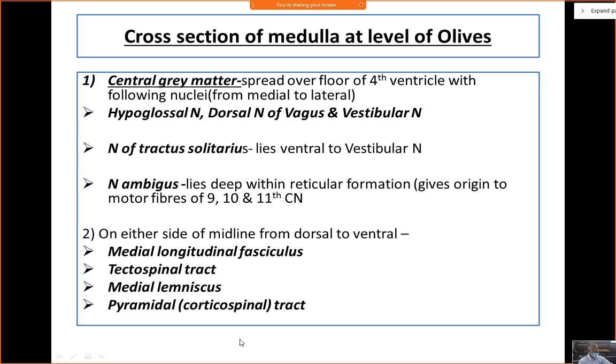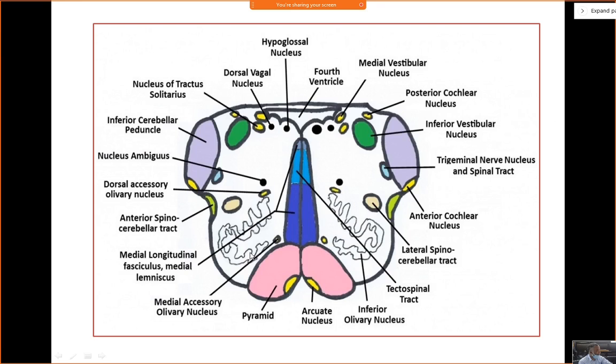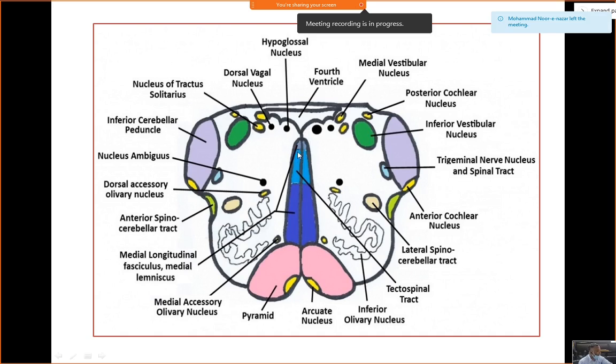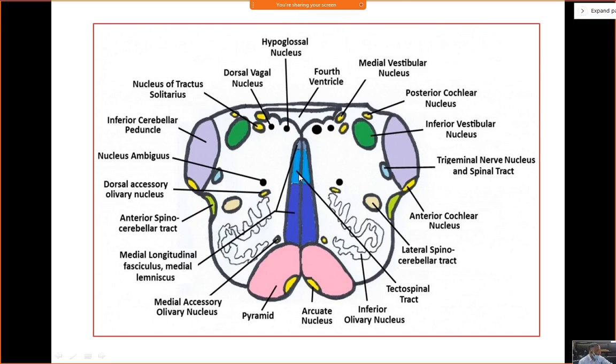Now what about the white matter? On either side of the midline, from dorsal to ventral, if you see, this is our midline. On either side of the midline, from dorsal to ventral, this is our medial longitudinal fasciculus. Then this is our tectospinal tract. Tectospinal means from the tectum. Tectum is a part of the midbrain. So from the tectum, fibers will run downwards to the spinal cord.